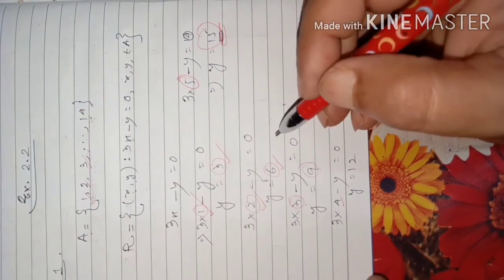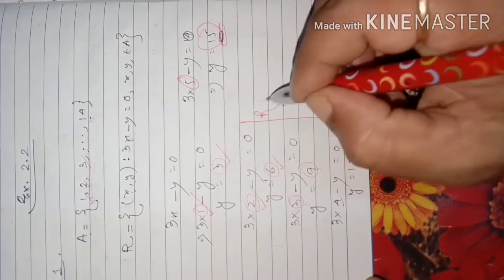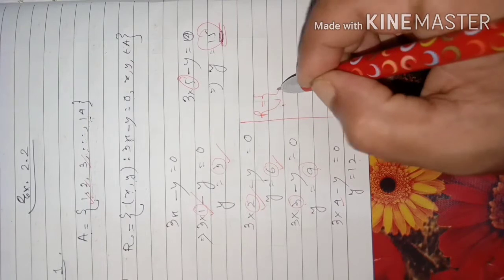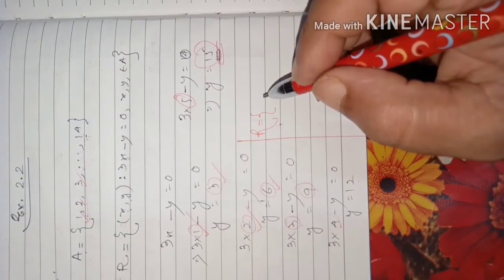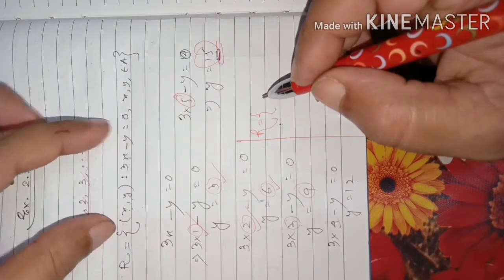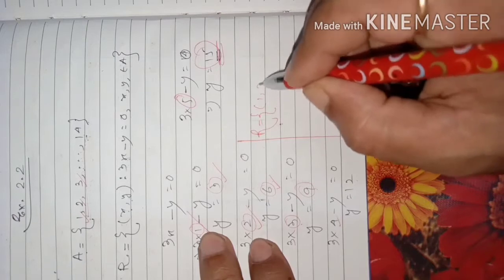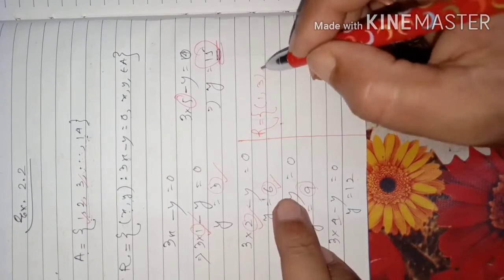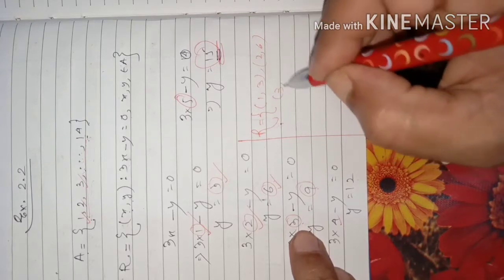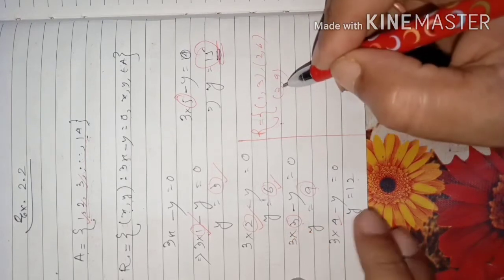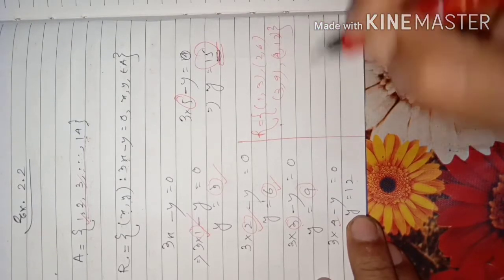So now what are the pairs that we will get for R? Therefore R is equal to, we can write in roster form, because there are two methods: one is set builder form and one is roster form. In set builder form it is given. Now in roster form we can write the pairs in curly brackets: (1, 3), (2, 6), (3, 9), (4, 12). So this is the whole thing.